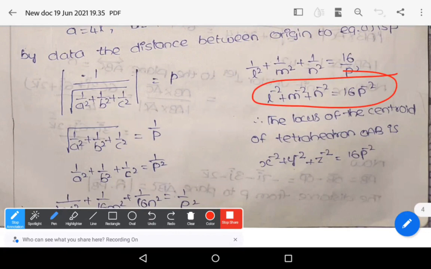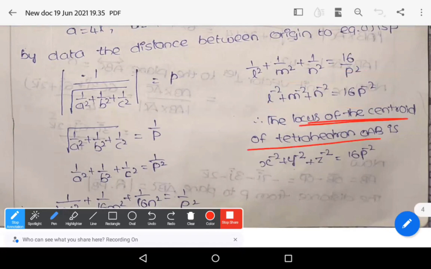Therefore, what is (l, m, n)? It is nothing but the centroid of the tetrahedron. Therefore, the locus of the centroid of the tetrahedron OABC is x⁻² + y⁻² + z⁻² = 16p⁻².